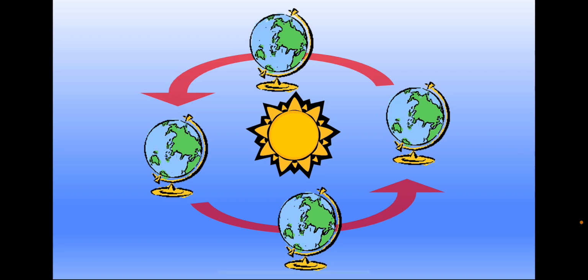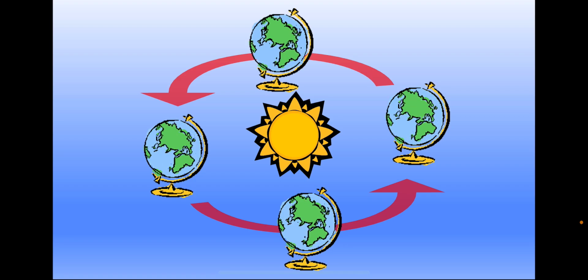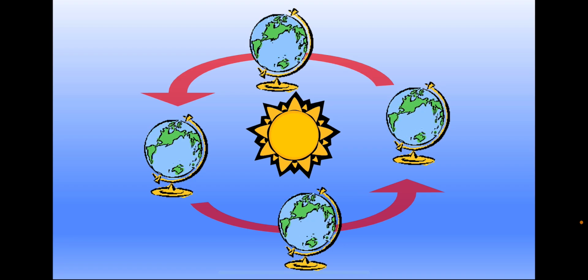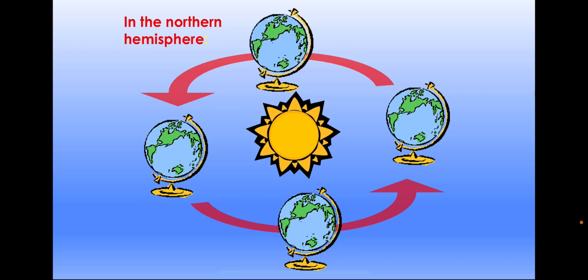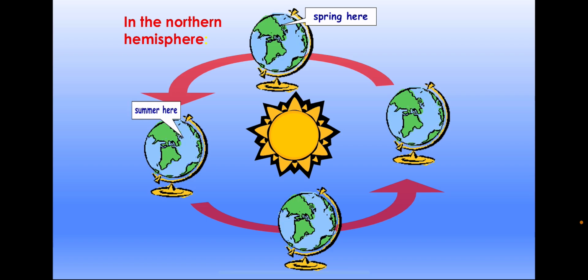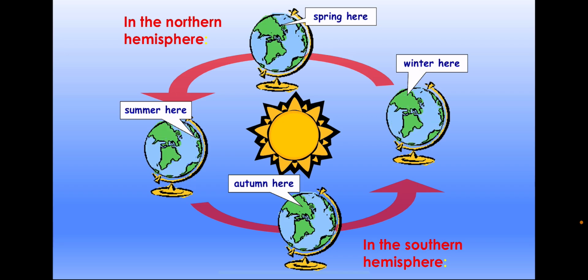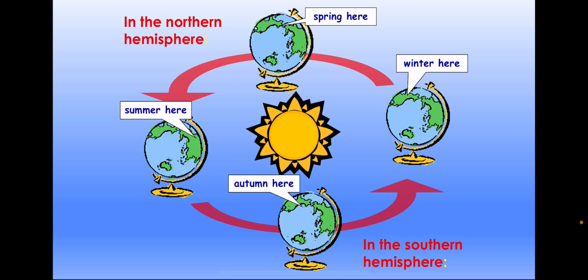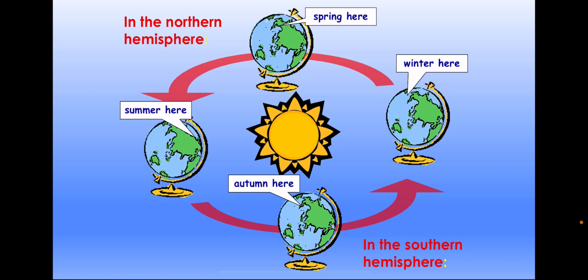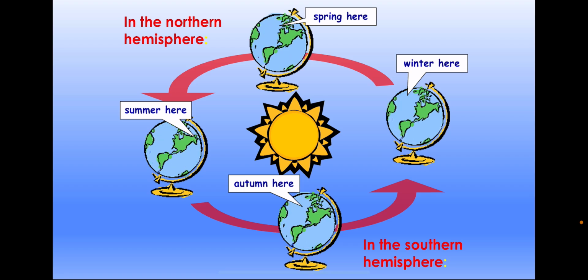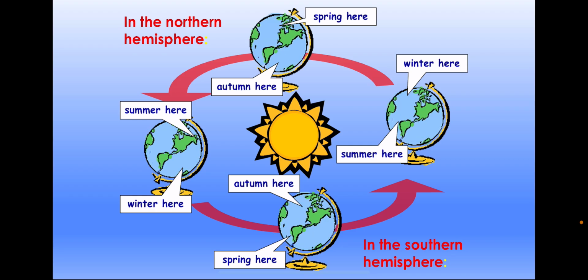Now you can see how the earth is revolving around the sun, and now you can see in the northern hemisphere, here it is springtime, here it is summer and autumn and winter. So when the earth is revolving, this means that different parts of the globe are tilted towards the sun at different times of the year, and they are having different seasons at different times.